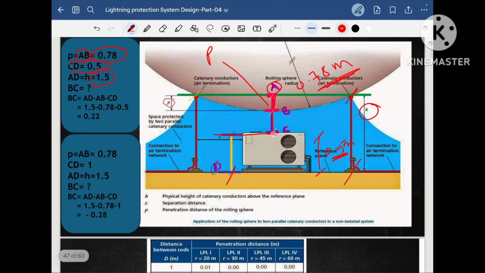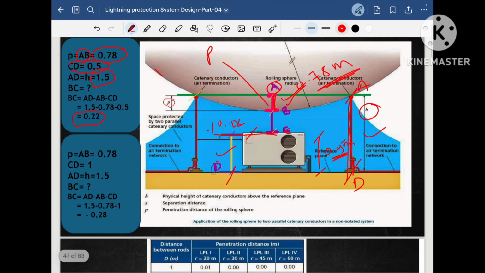So we need to know BC. What would be BC? BC is equal to AD minus AB minus CD, right? We will subtract these heights from this height to know BC. We have done the same, and we came to know the value of BC is 0.22. It is positive. It means there is a distance after the penetration which is 0.22. So our equipment is not touching this penetrating rolling sphere. Hope you are very clear.